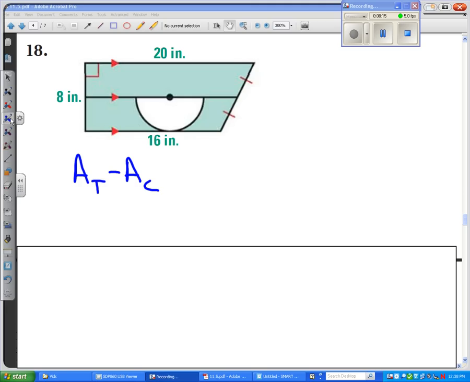Let me pause for a second and say it's really important that you set this up because it helps you to see where you create your new formulas. Now it just comes down to plugging and chugging. The area of a trapezoid is 1/2 times the height times the base 1 plus the base 2.